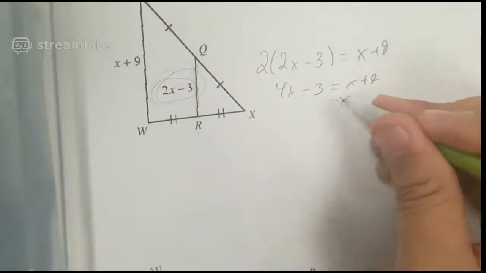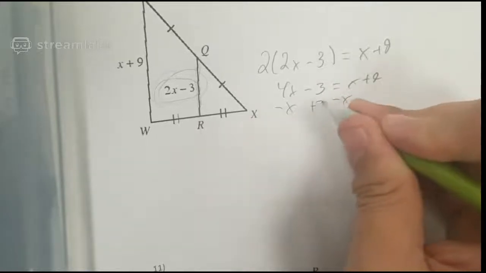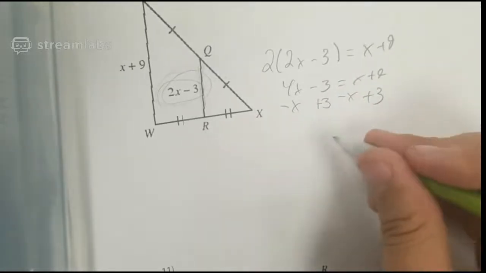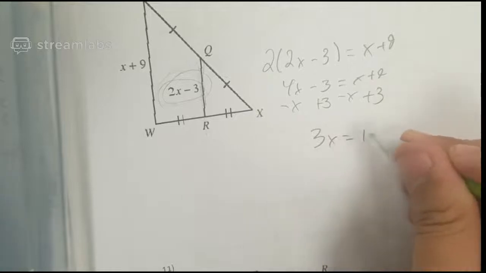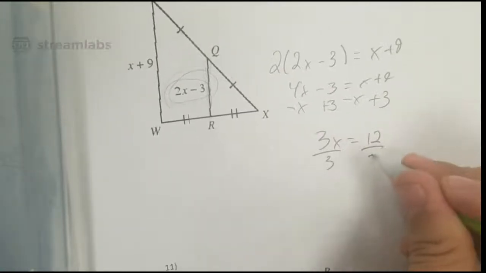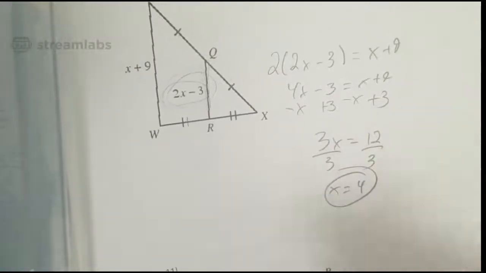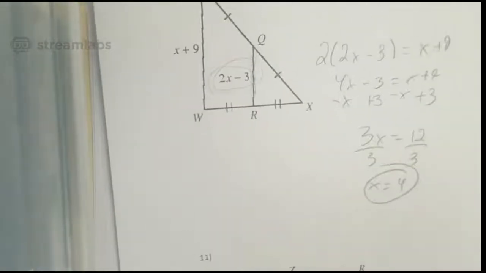Again, I move the smallest x over always. Minus x, plus 3, plus 3. 3x equals 12, divided by 3, x equals 4. So that's our first 4.